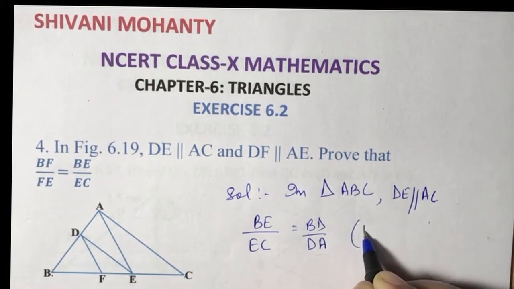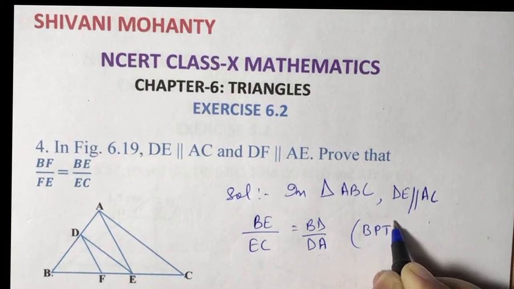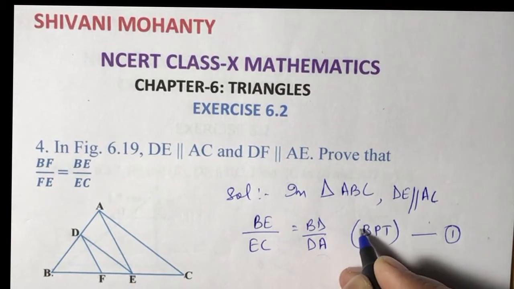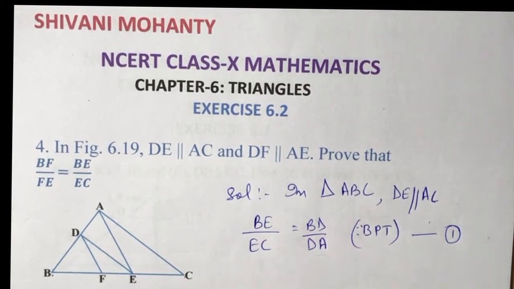Why? Basic proportionality theorem. Name it as equation number 1. Reason is basic proportionality theorem. Okay. Now we go to the next triangle.